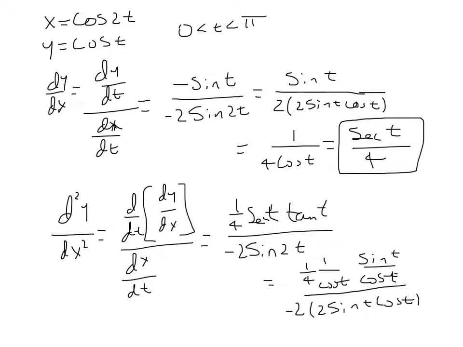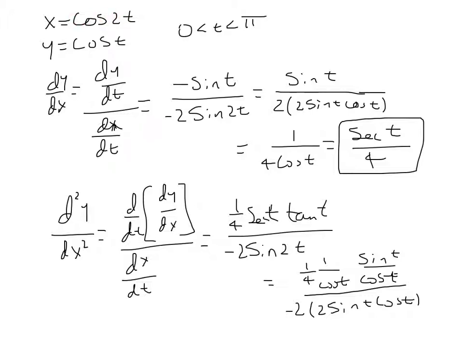We have the parametric equations x equals cosine 2t and y equals cosine t, where t goes from 0 to pi. We're supposed to find the derivative of y with respect to x, and we do that by finding dy/dt over dx/dt. The derivative of the cosine is going to be minus sine of t.